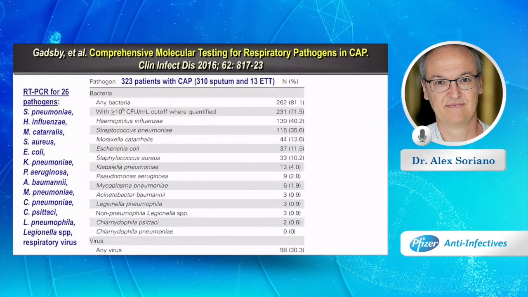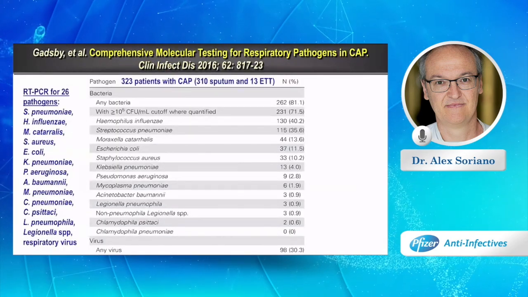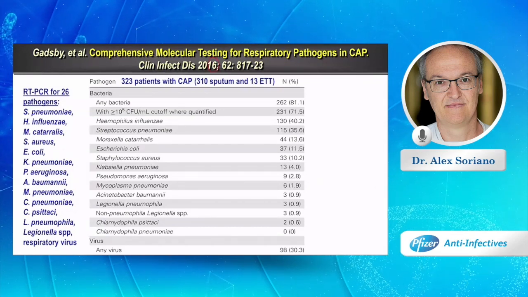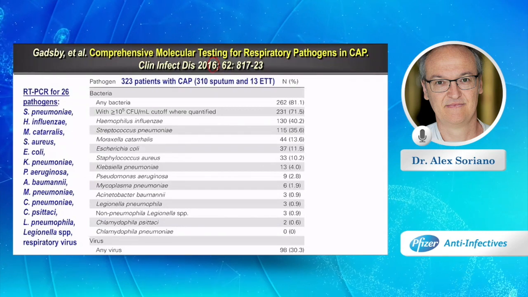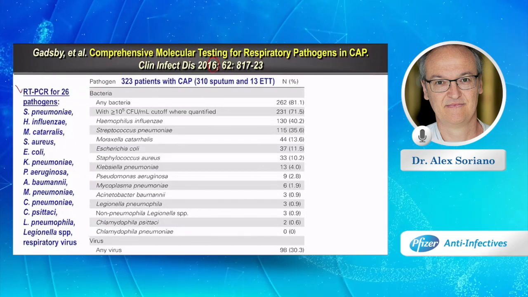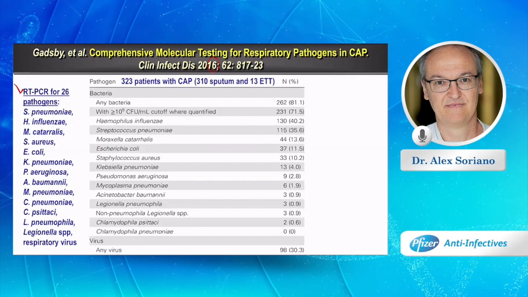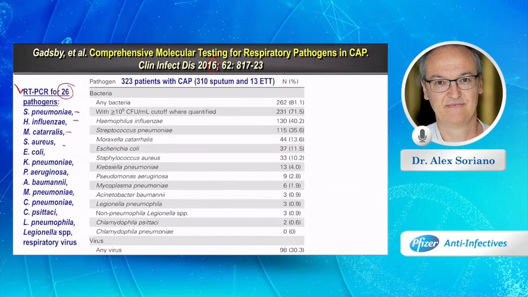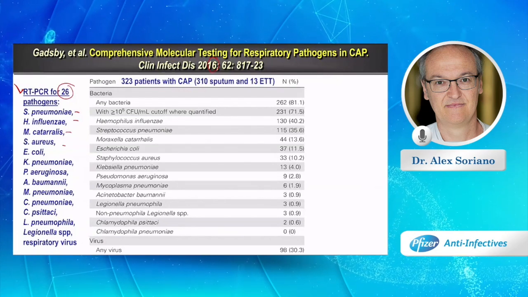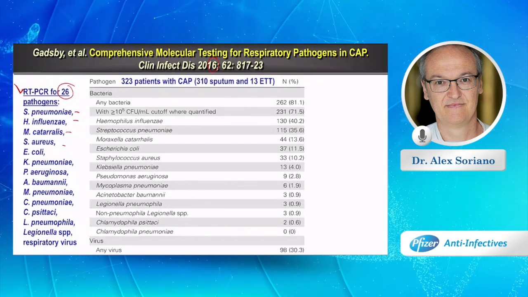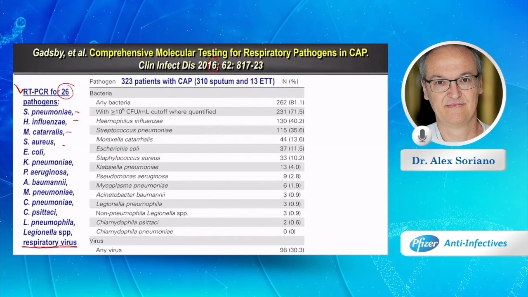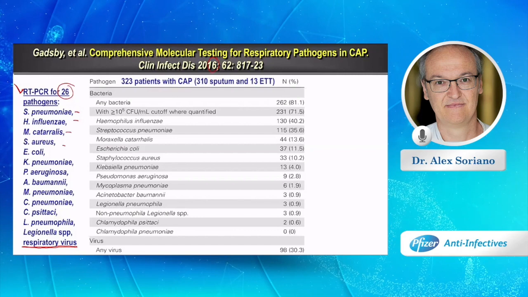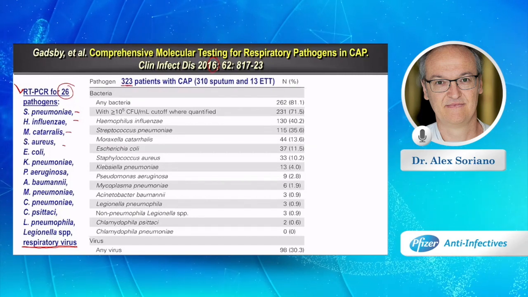And it's very interesting to review this paper published in Clinical Infectious Diseases again in 2016, where the authors analyzed using molecular testing, I mean real-time PCR, that included 26 different pathogens, including the most important bacteria, also pneumococcus, Staph aureus, gram-negatives, and finally also molecular testing for respiratory viruses. And this is a study with 323 patients, the majority of them from sputum.